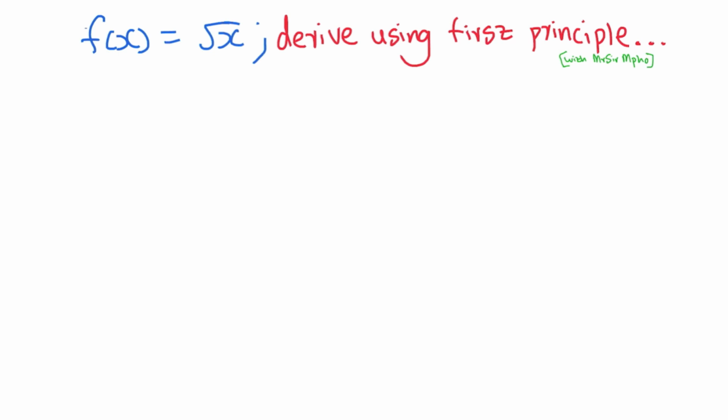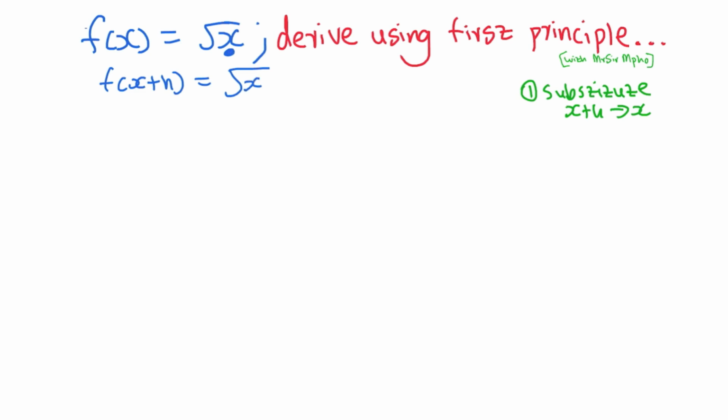So the first rule, I'm just going to write the rules on the side, right? The first rule when it comes to using first principle is to substitute. So what are you going to substitute? You're going to substitute x plus h onto x in the formula. Remember, you already have f of x equals square root of x. So all you need now is f of x plus h, which is going to be square root of, where I see x, I substitute x plus h. And then now you write your formula.